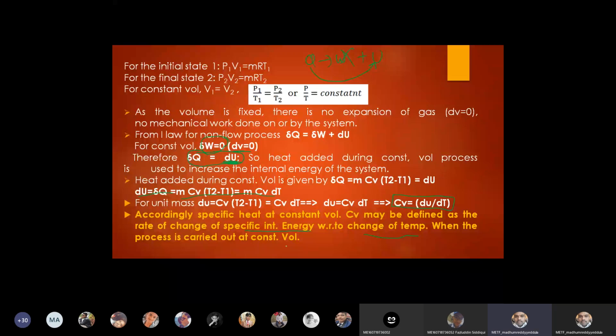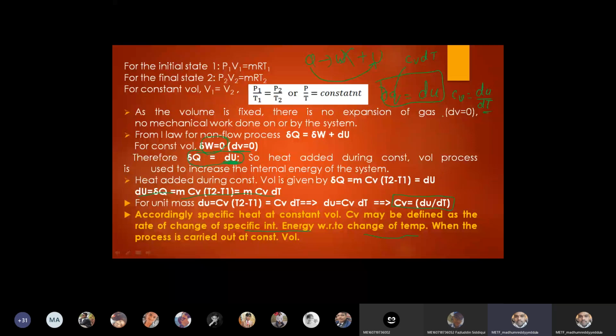You should remember two things for constant volume process. For constant volume process, work done is equals to 0. That is the one thing you should remember. And second one, in the absence of work done, heat supplied is used to increase the internal energy. Dou Q is equals to dU in the absence of work done, and therefore dou Q is equals to Cv into dT. Therefore, Cv can be written as du by dT. The rate of change of specific internal energy, specific means per unit mass, with respect to the change of temperature is always constant. That is called specific heat at constant volume.